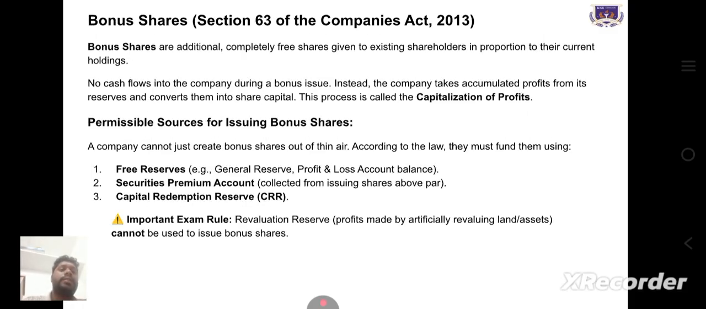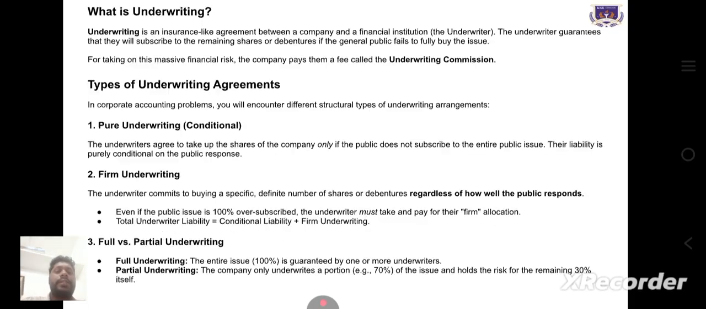Bonus shares. Section 63 of the Companies Act 2013. Bonus shares are completely free additional shares given to existing shareholders in proportion to their current holding. Permissible sources for issuing bonus shares: free reserves, securities premium account, and capital redemption reserve.